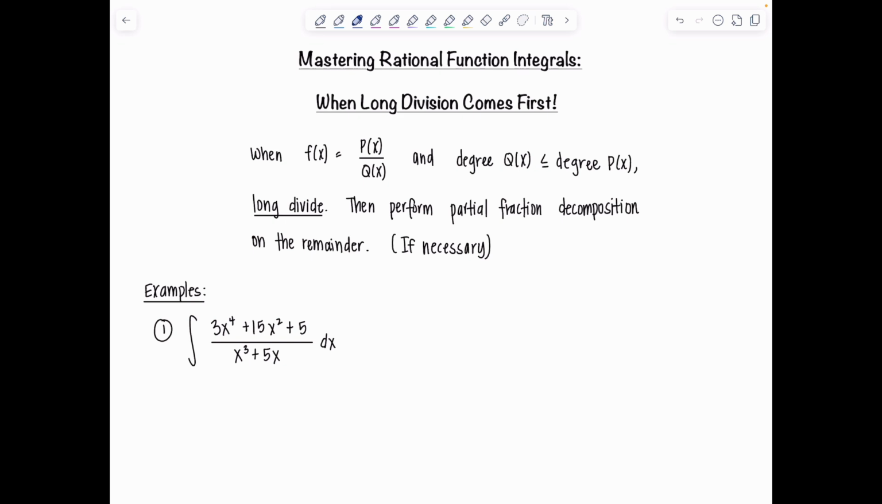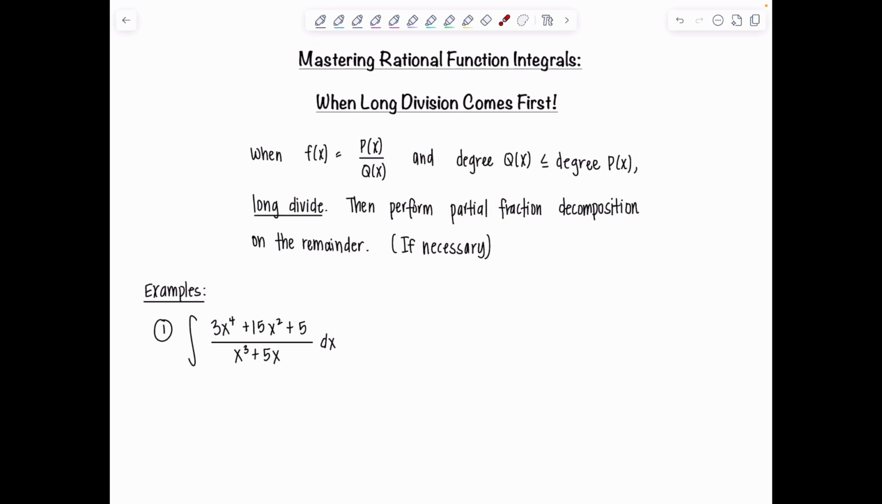Well, say you have a rational function of the form f of x, which is p of x over q of x. And the degree of q of x, so the degree of your denominator, is less than or equal to the degree of p of x, the numerator. That's when you need to long divide first. After that step, you can perform partial fraction decomposition on the remainder, only if it's necessary to integrate.